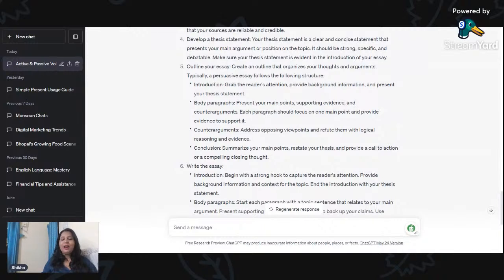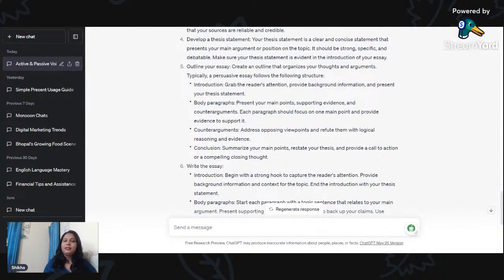Okay. Now, outline your essay. You have to outline your essay. Create an outline that organizes your thoughts and arguments. Typically, a persuasive essay follows the following structure. That is, we have introduction, body paragraph, counter arguments, and conclusion. Generally, when you write an essay, you just follow all these structures, isn't it? First of all, we write the introduction, then the body, and then conclusion.